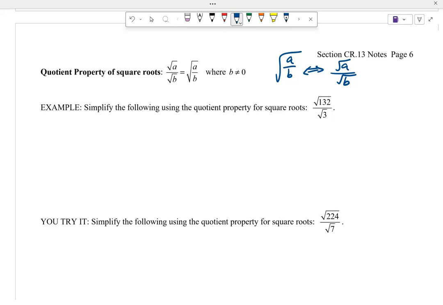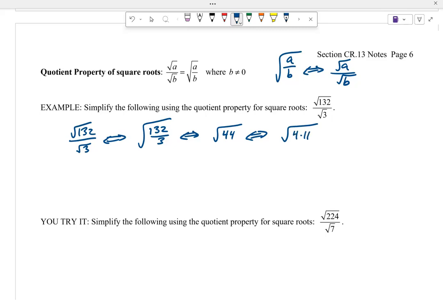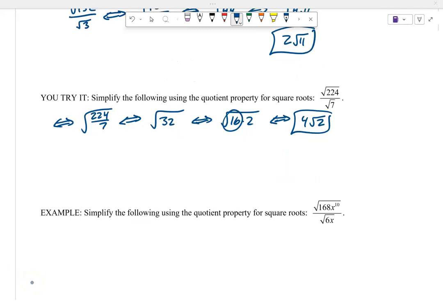Right? So that square root of 132 over 3, notice they're separated right now, so I could go the other way. Since they're both square roots, I could put them all together, hoping that they do simplify, which they do. That's the square root of 44. And then we know 44, 132 over 3 is 44. We know 44 is 4 times 11. We know the square root of 4 is 2. You go ahead and try that next one. You should get 4 root 2 on that you try problem there.